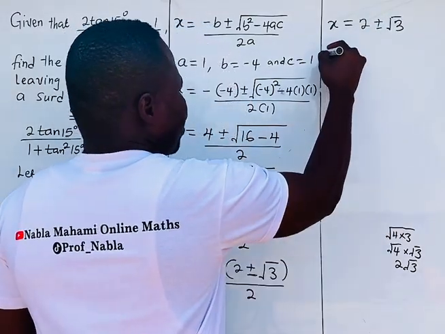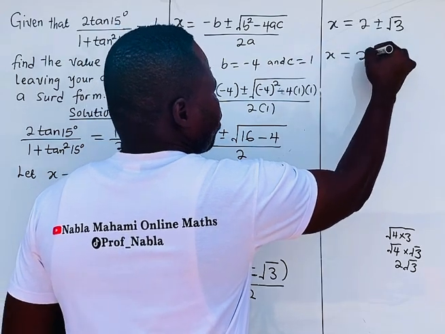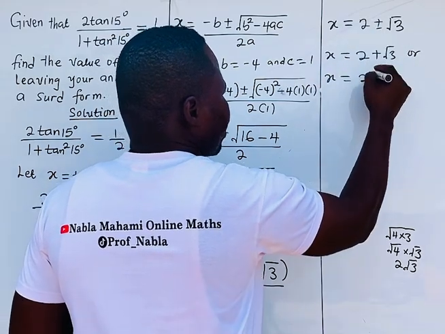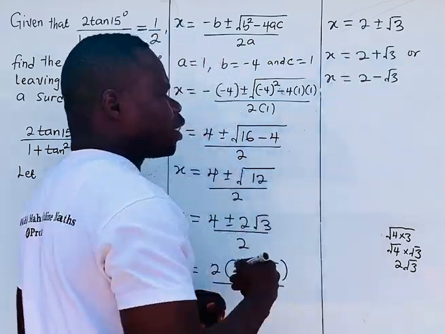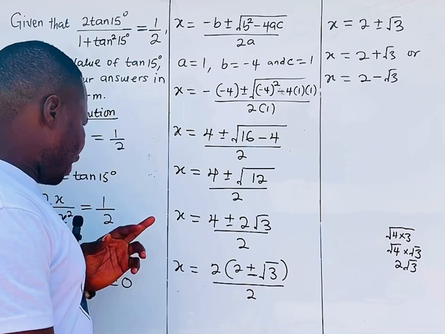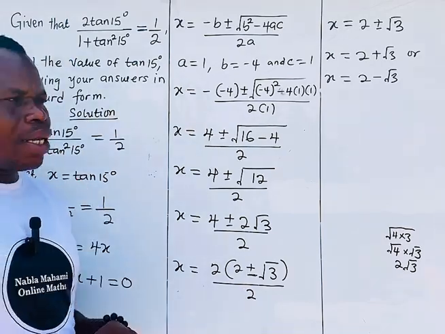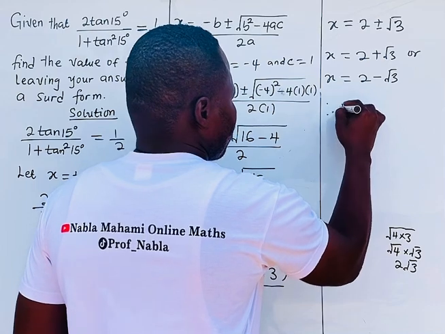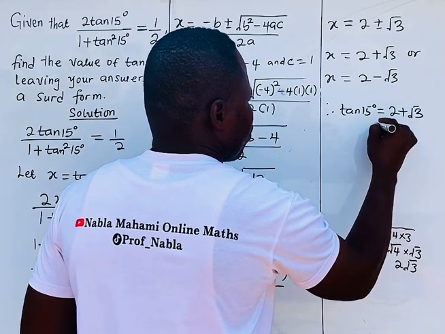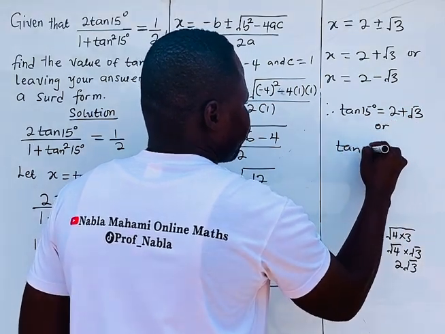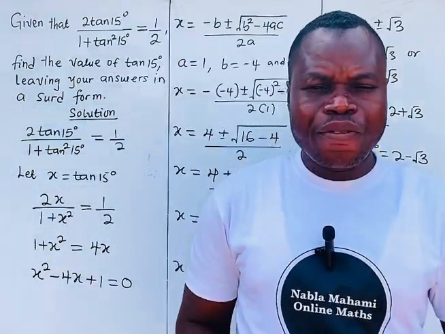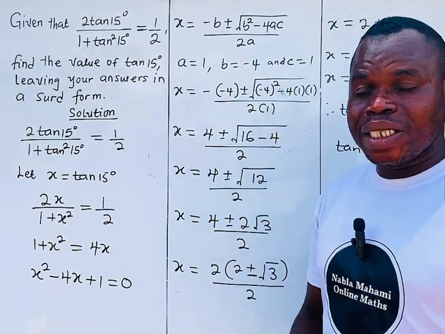Now to split them, I can say x is equal to 2 plus root 3, or x is equal to 2, and I'll use the other sign, minus root 3. And these are the values of x. But we are asked to find tan 15 degrees, and initially we said let tan 15 degrees be x. I can conclude by saying that, therefore, tan 15 degrees is equal to 2 plus root 3, or tan 15 degrees is equal to 2 minus root 3. And these are the possible answers for tan 15 degrees in the question.